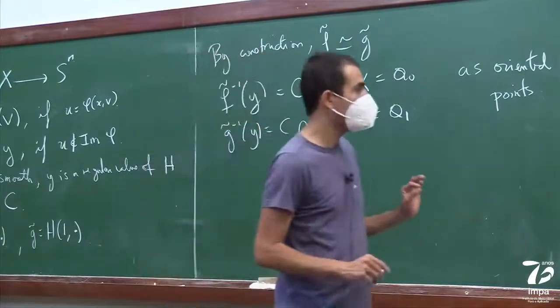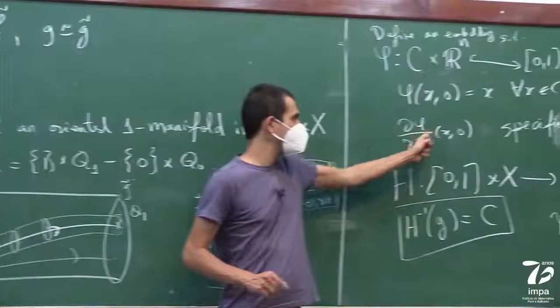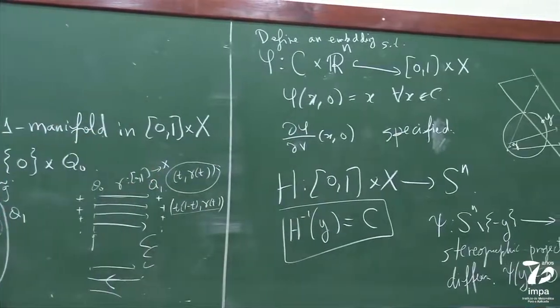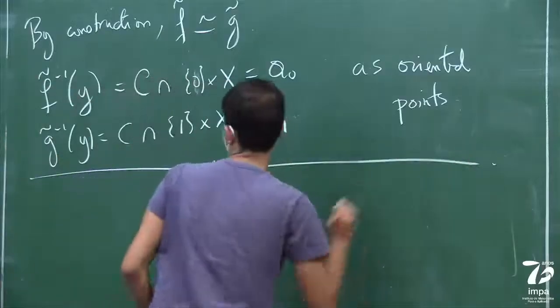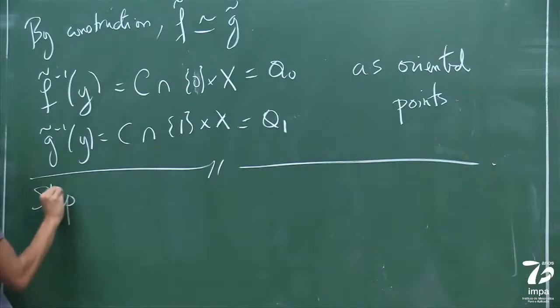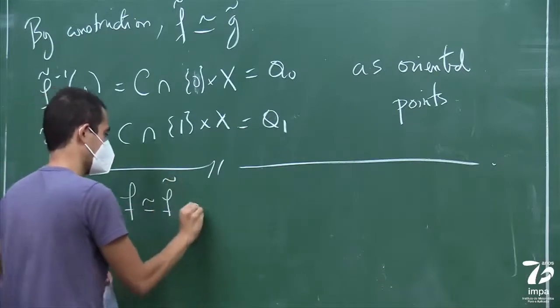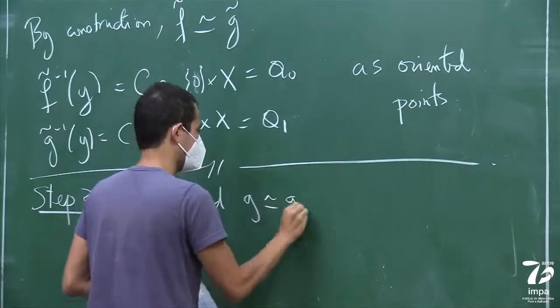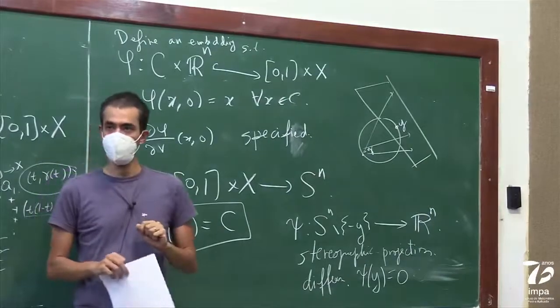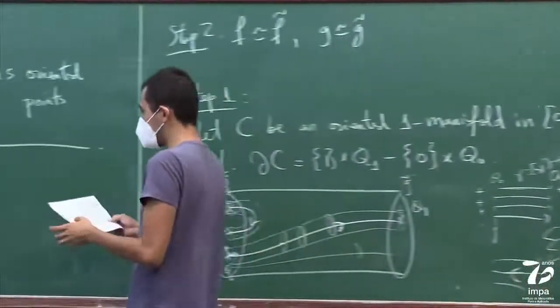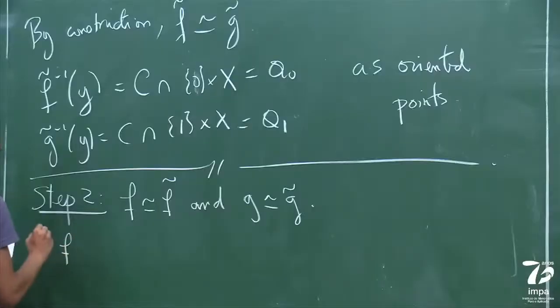What I haven't told you exactly is how I want to choose this dy dv. And that's going to come into the second step. The second step is to show that F is homotopic to F tilde, and G is homotopic to G tilde. Okay. So in order to do that, I'm going to be more careful about how I choose this embedding.